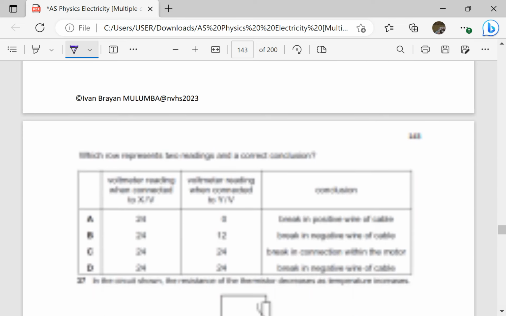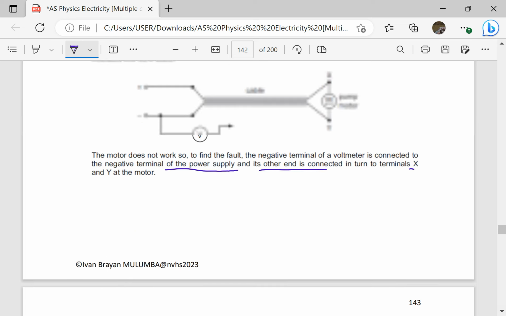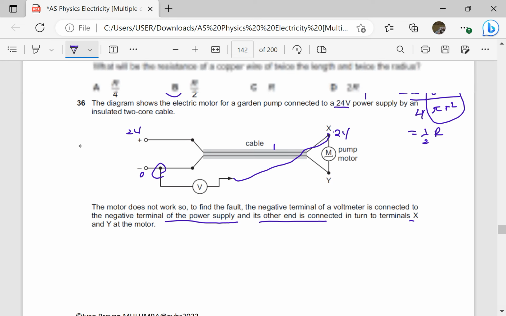The table shows that X is always 24 for whatever connection. The voltmeter reading when connected to X is always 24. So if the PD is 24 at X, it means there is no fault in X. There will be no fault before X on the other side. So that means we cannot have a fault on the positive cable.